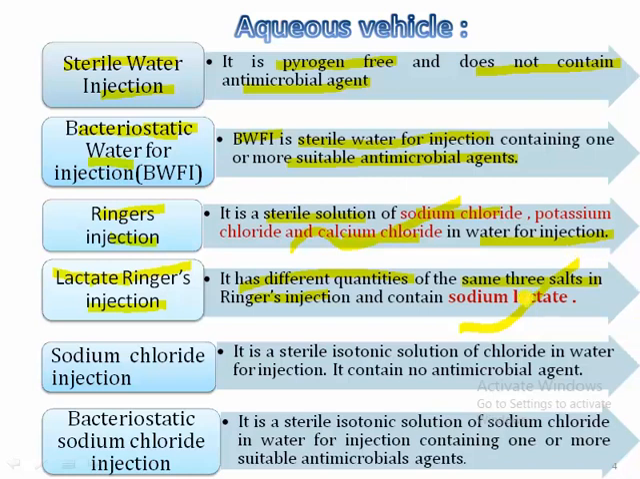Now next is sodium chloride injection. It is a sterile isotonic solution. Sodium chloride has isotonicity with our blood plasma. That's why it is used as an isotonic solution. 0.9% NaCl solution is known as isotonic solution. So it is the isotonic solution of sodium chloride in water for injection. It contains no antimicrobial agents.